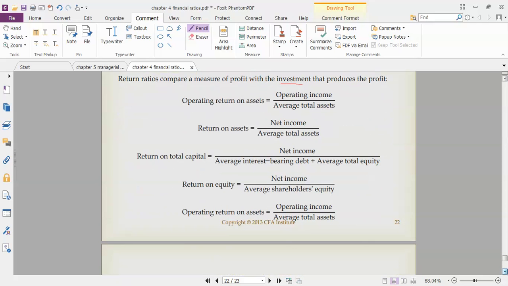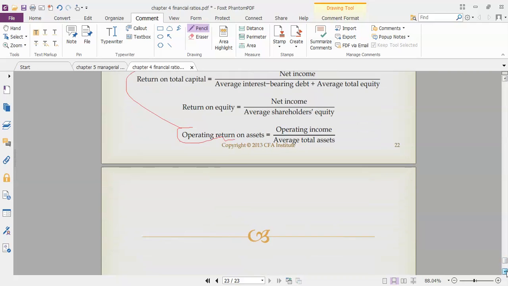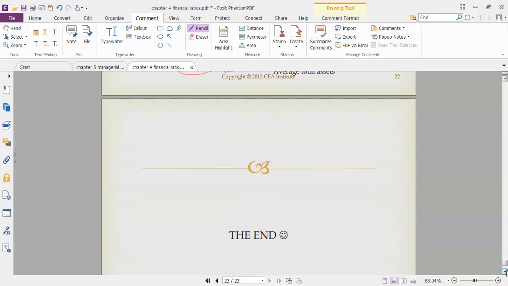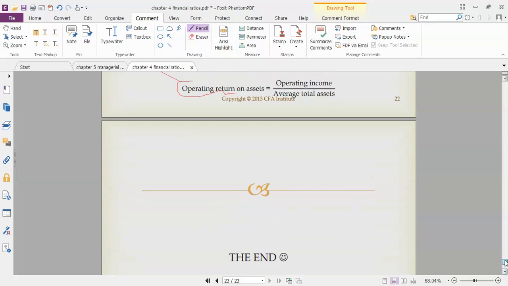Then operating return on assets is equal to operating income. This is the same one; operating return on asset is already at the top here, the same thing. That is the return, and that is the end. Okay, finish chapter 4.